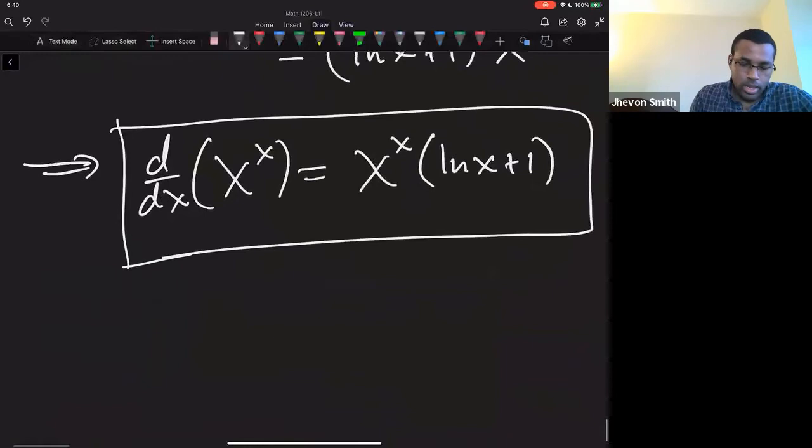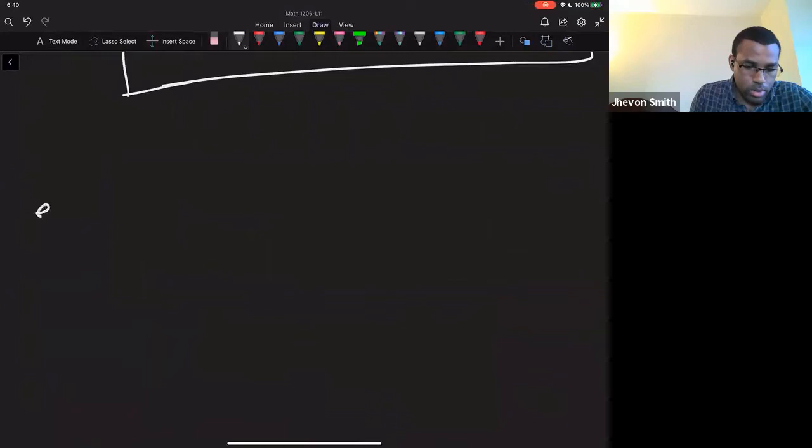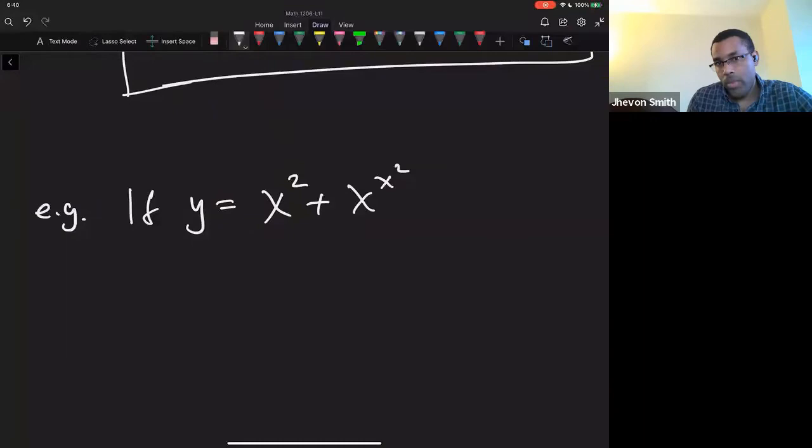Another way you can see the benefits here is let's look at a third example. Something like, find the derivative if y equals, say, x squared plus x to the x squared, something like that, right? Then you'd realize that there is a problem with the log differentiation method.